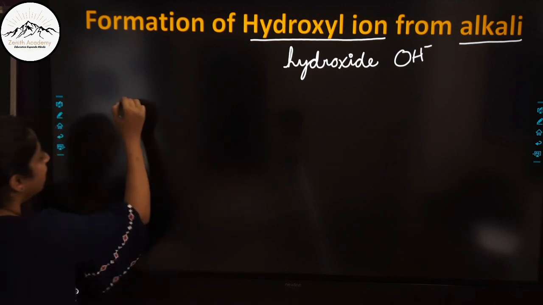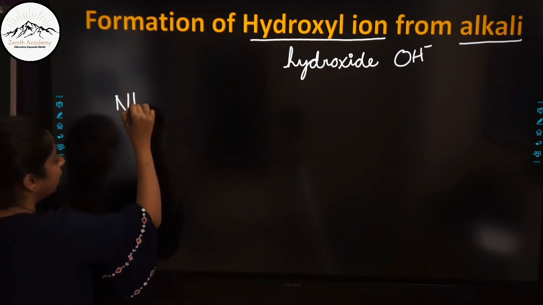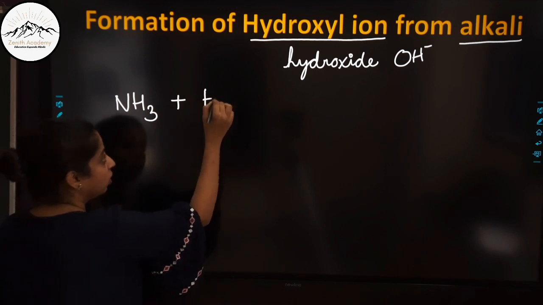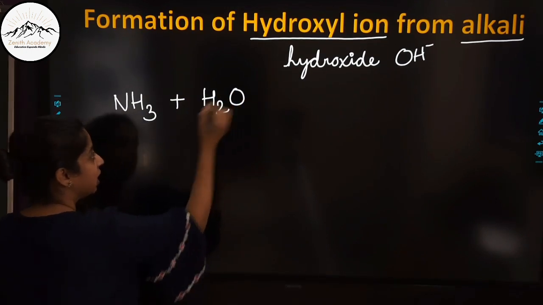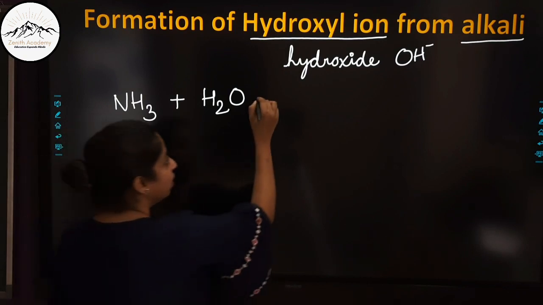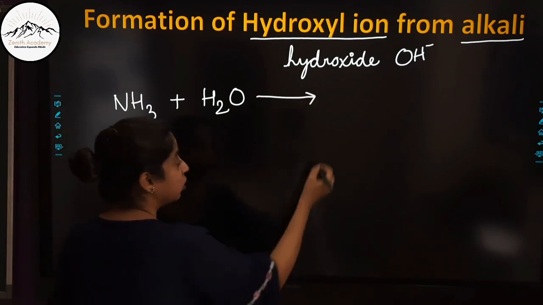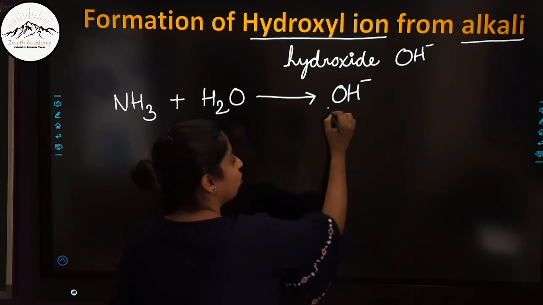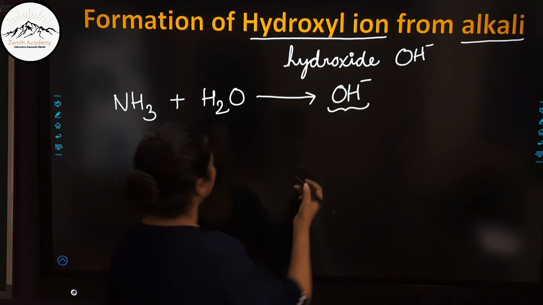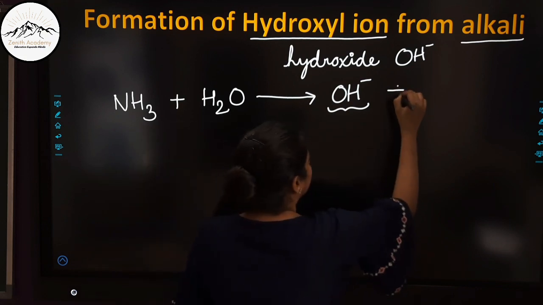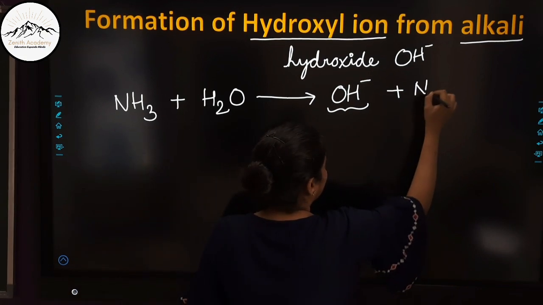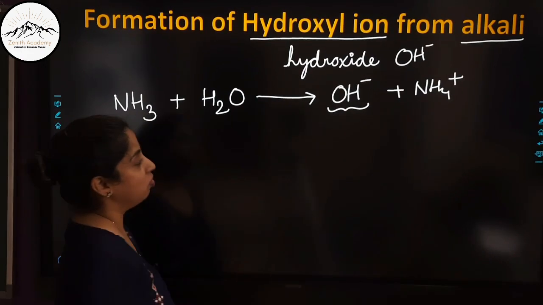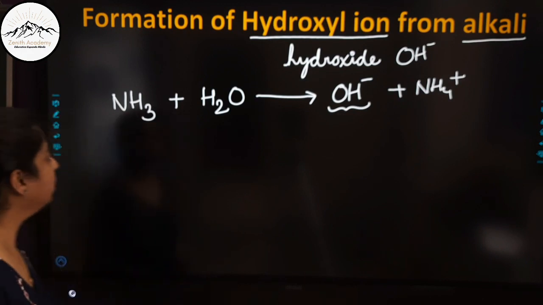So if we take any alkali, like ammonia NH3, and dissolve it in water, this alkali is an aqueous solution. We have studied earlier that alkalis give OH minus, that is hydroxide ion or hydroxyl ion, as the only negatively charged ion, and the remaining radical or cation. So here it is NH4 plus. Let us see how this OH minus is formed here.